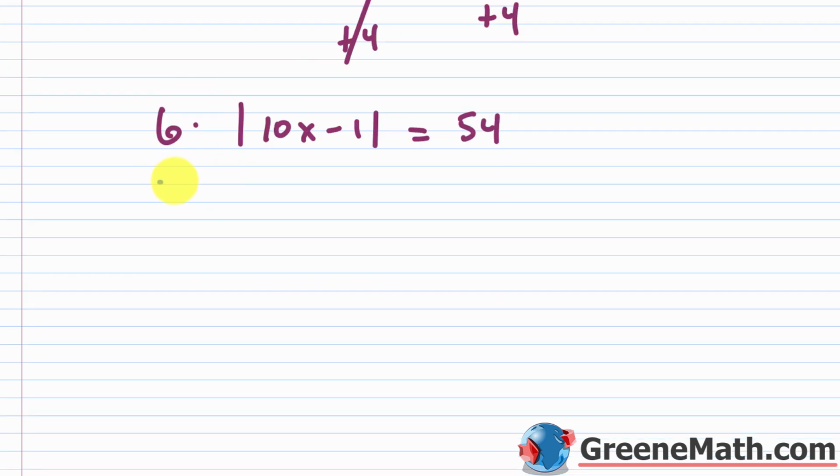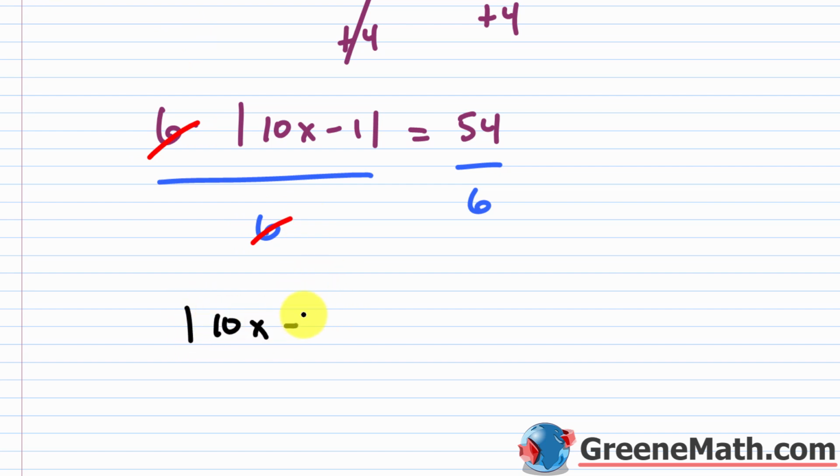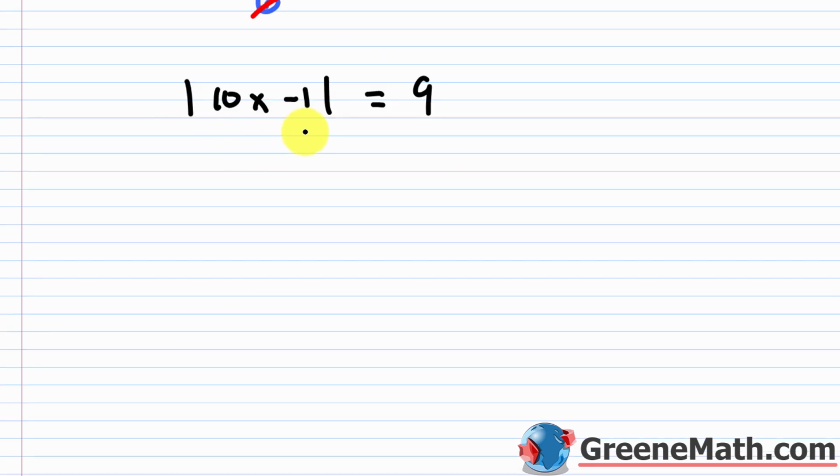And what I'm going to do is just divide both sides of the equation by 6, since 6 is multiplying this guy. So we'll cancel this with this. And now on the left-hand side, I have the absolute value of 10x minus 1 is equal to, on the right-hand side, 54 divided by 6 is going to be 9. So now that we have this in the format that we want, we can drop the absolute value bars.